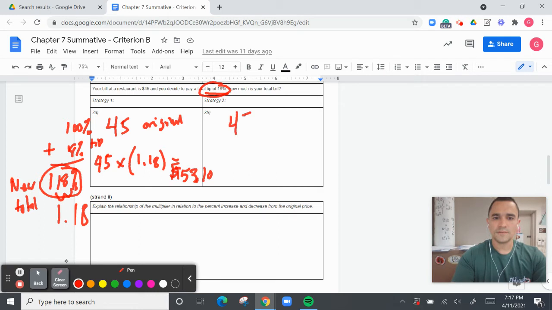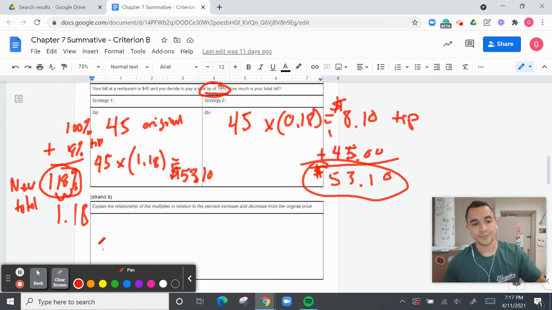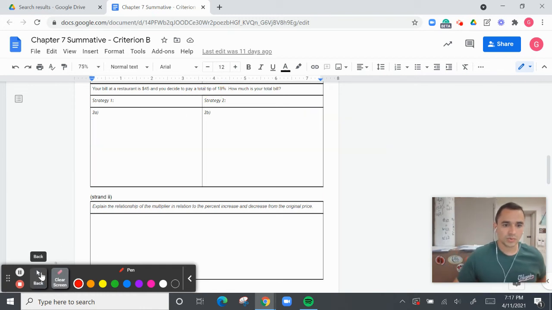Or you can do 45 times 0.18, which is totally fine. You're going to get $8.10. And that is going to be your tip. But then you got to add that to your total. 8, 9, 10, 11, 12, 13. Yeah, 0.10. Carry the... $53.10. There you go. All right, going on to the next one.